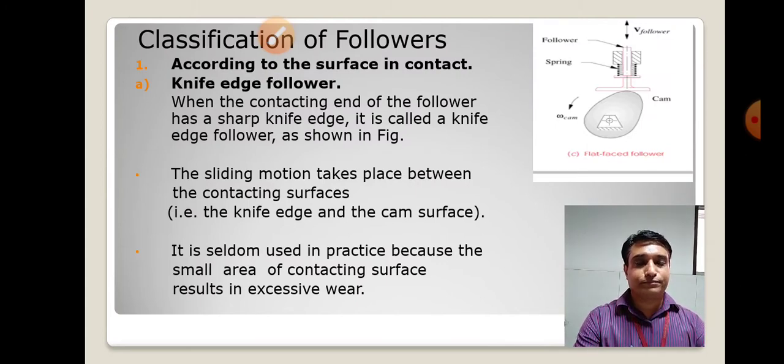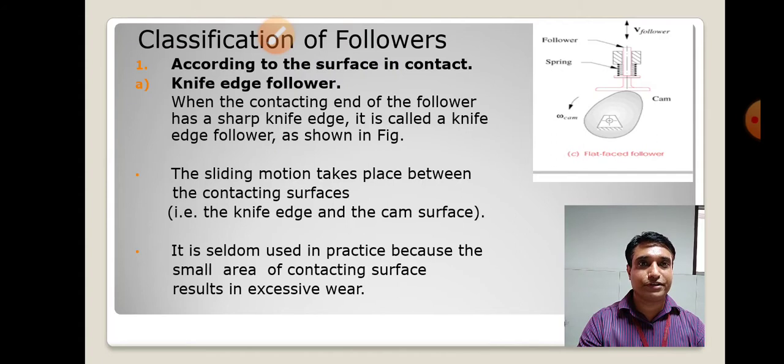Now, up till here, we have finished the classification of cam. We have said that it is classified into three different categories. Now, the next point is classification of follower. So, let us see one by one. First classification of follower is according to the surface in contact. Means the cam and follower both have physical contact, and the nature of that contact classifies the follower.